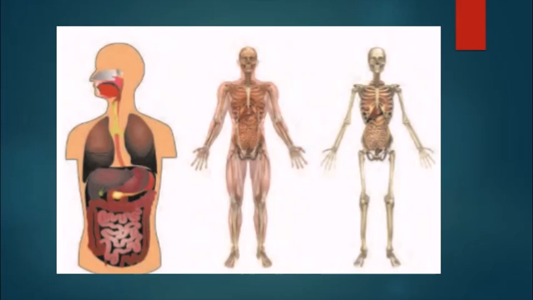We know that in our body there are different organ systems, for example, respiratory system, circulatory system, excretory system, etc. Now all these systems work together in coordination with each other, and in this manner our body functions.